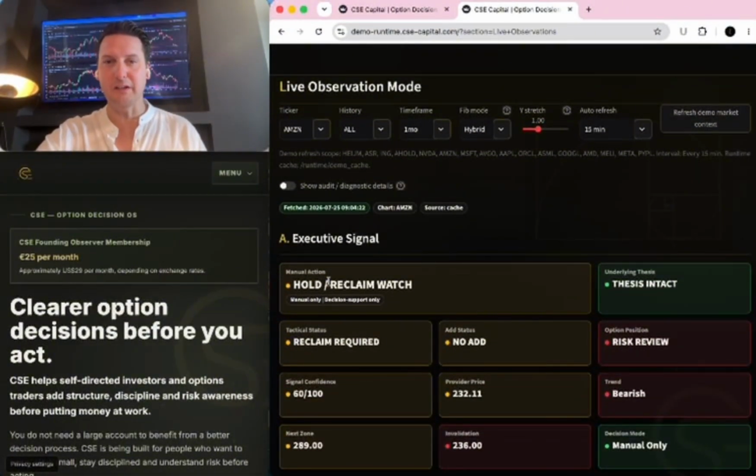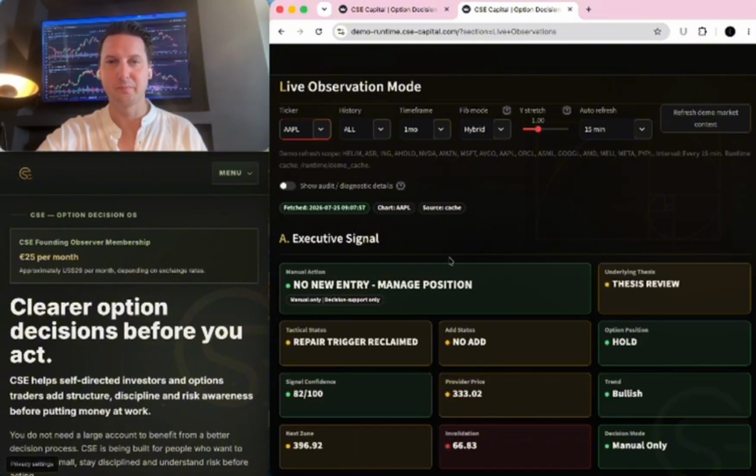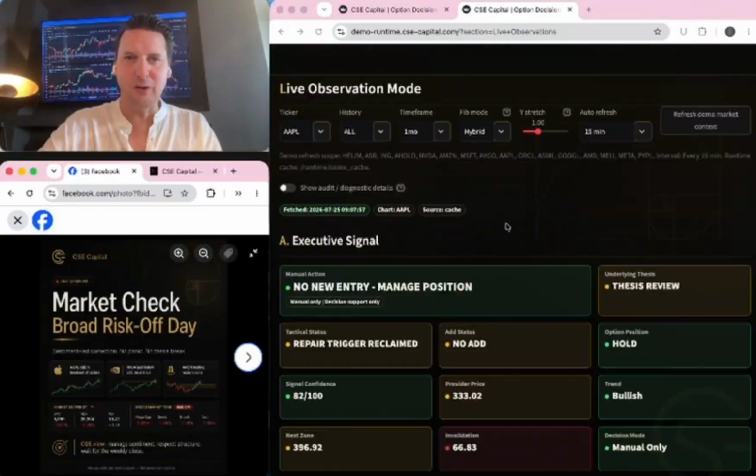So what do we see here? We can select the tickers, and for example, we can take Apple. Apple is a nice one. So first, let's observe Apple in the live observation mode. A few weeks ago, we decided to step into Apple with a few option positions. At the time, it was retracing, it was testing lower support lines, which is always a very interesting time to enter with a position, of course.